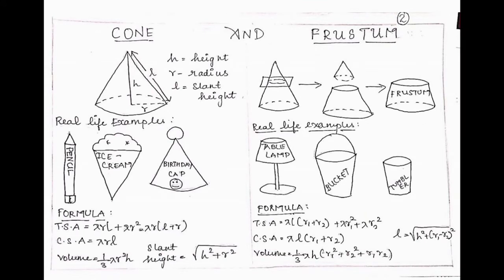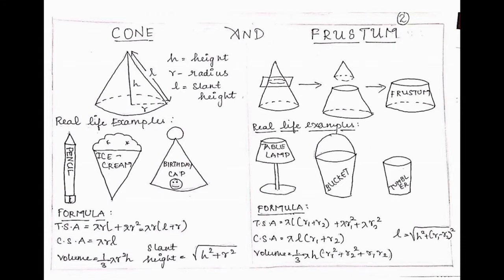First, cone. So this is the diagram of the cone where H represents the height, R represents the radius, and L represents the slant height. Real life examples of cone are the tip of the pencil, the cone of the ice cream, and the birthday cap which we used to wear on the birthday.